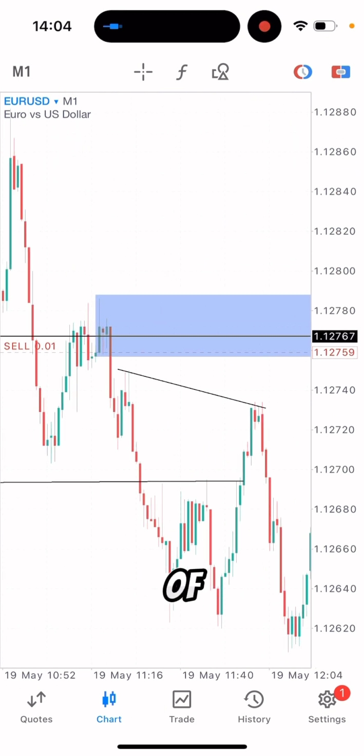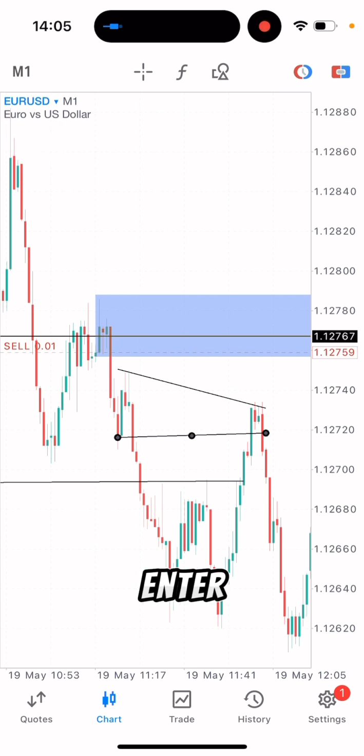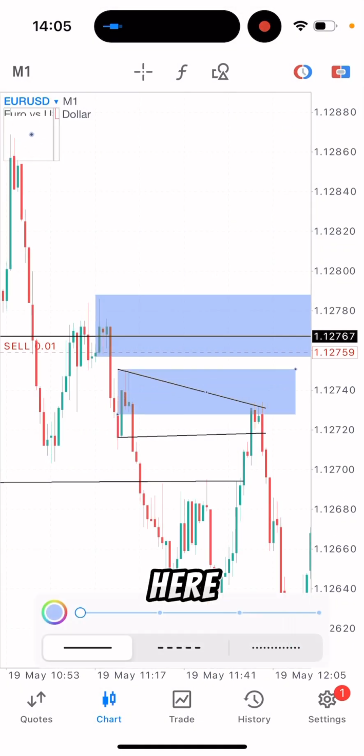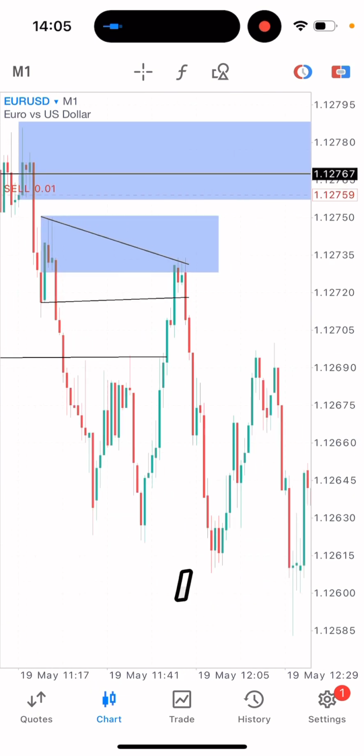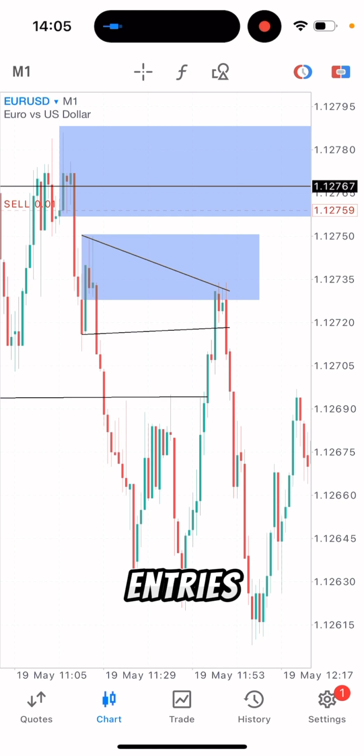This was a breakout of structure on M1. And what happened? I wanted to enter from this very point here exactly, but I was kind of skeptical, because there are actually two entries here, as you can see.